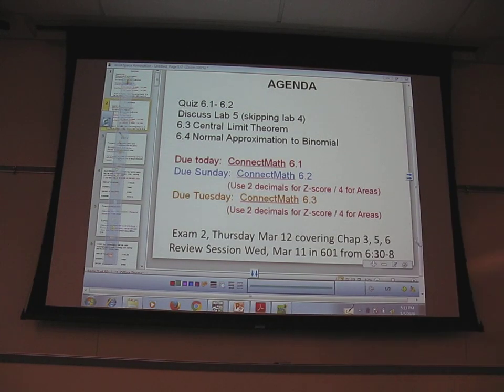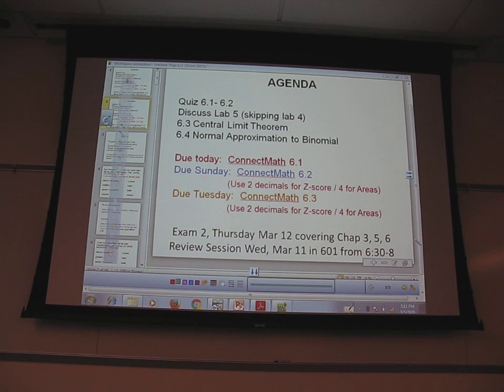Today we're going to do a little quiz review of 6.1 and 6.2. Then, probably at the end of class, I'll talk a little bit about Lab 5. And then we're going to cover the central limit theorem today. 6.4 I'll probably cover next class instead of today because it's not actually on the exam.